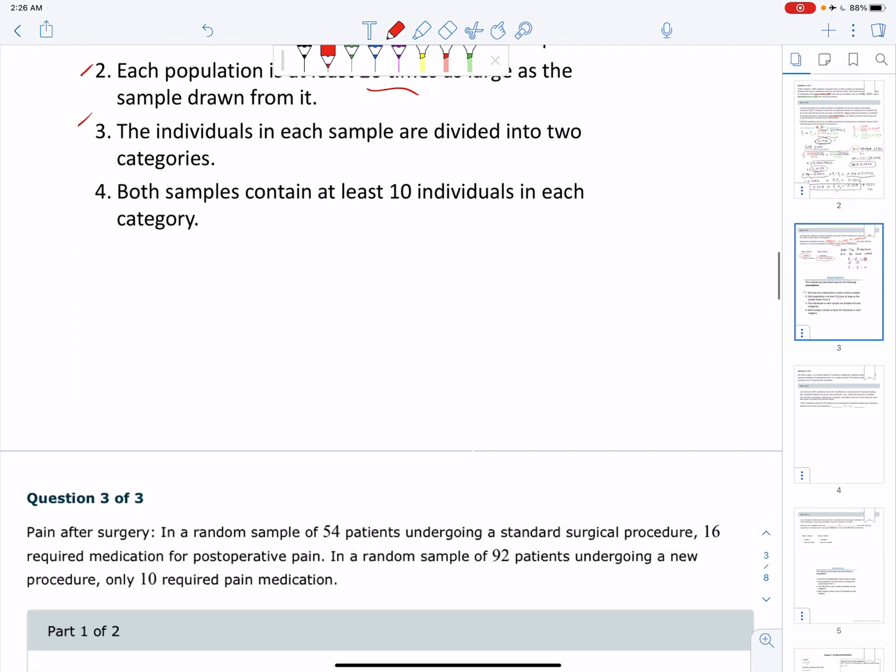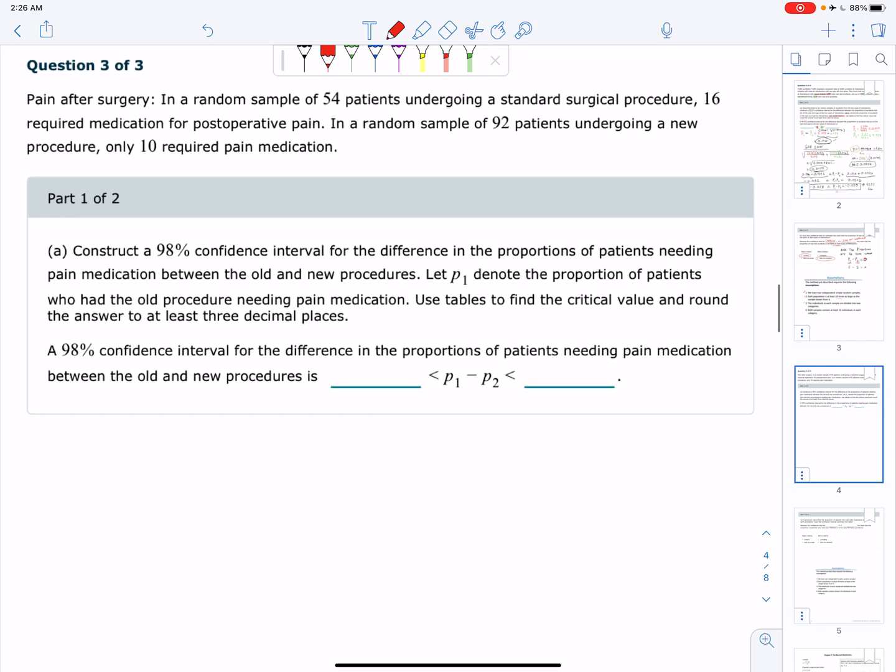Let's do the last one. The last problem is talking about pain after surgery. In a random sample of 54 patients undergoing a standard surgical procedure, 16 required medication for post-operative pain. In a random sample of 92 patients undergoing a new procedure, only 10 required pain medication. Part A: construct a 98% confidence interval for the difference in the proportions of patients needing pain medication between the old and the new procedure.